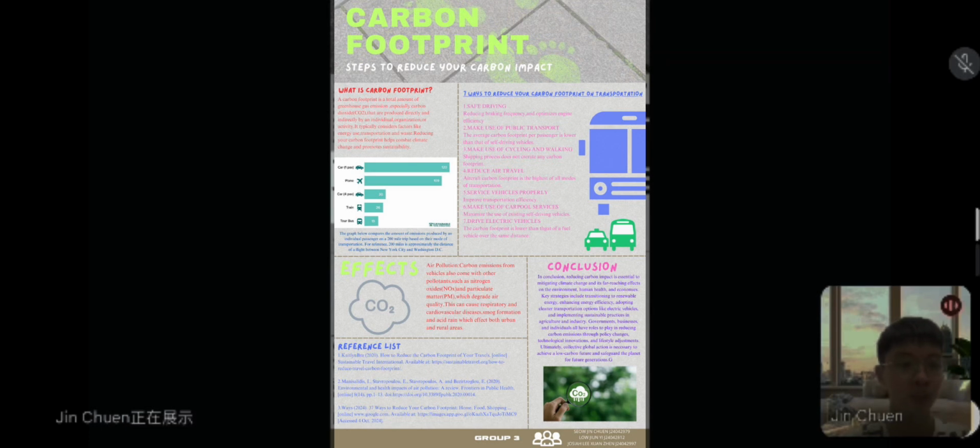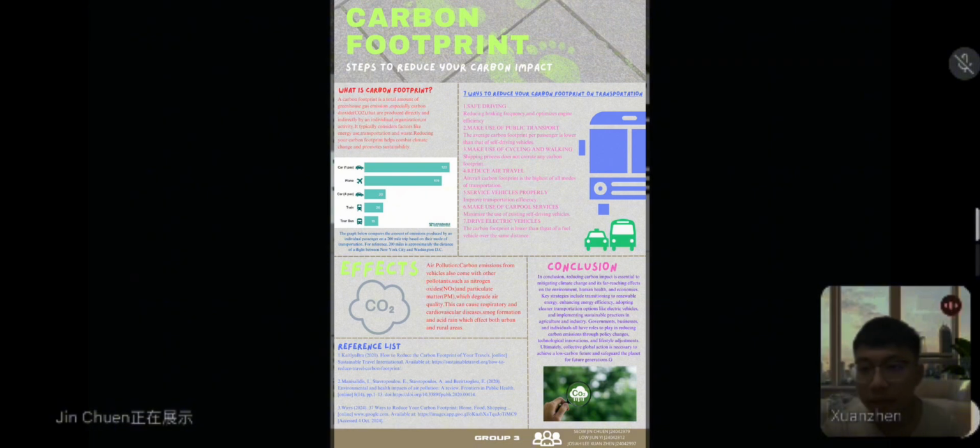Let's move on to the next point. According to the study, the graph below compares the amount of emissions produced by an individual passenger on a 200-mile trip based on their mode of transportation. For instance, 200 miles is approximately the distance of a flight between New York City and Washington DC.